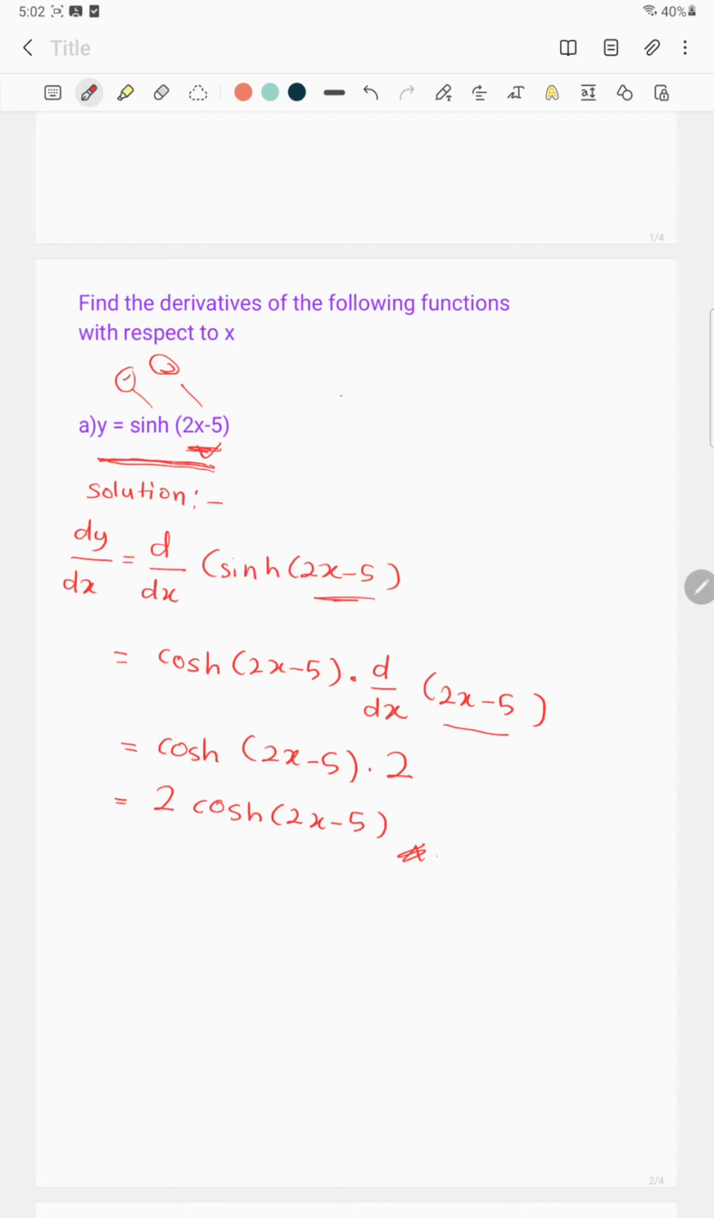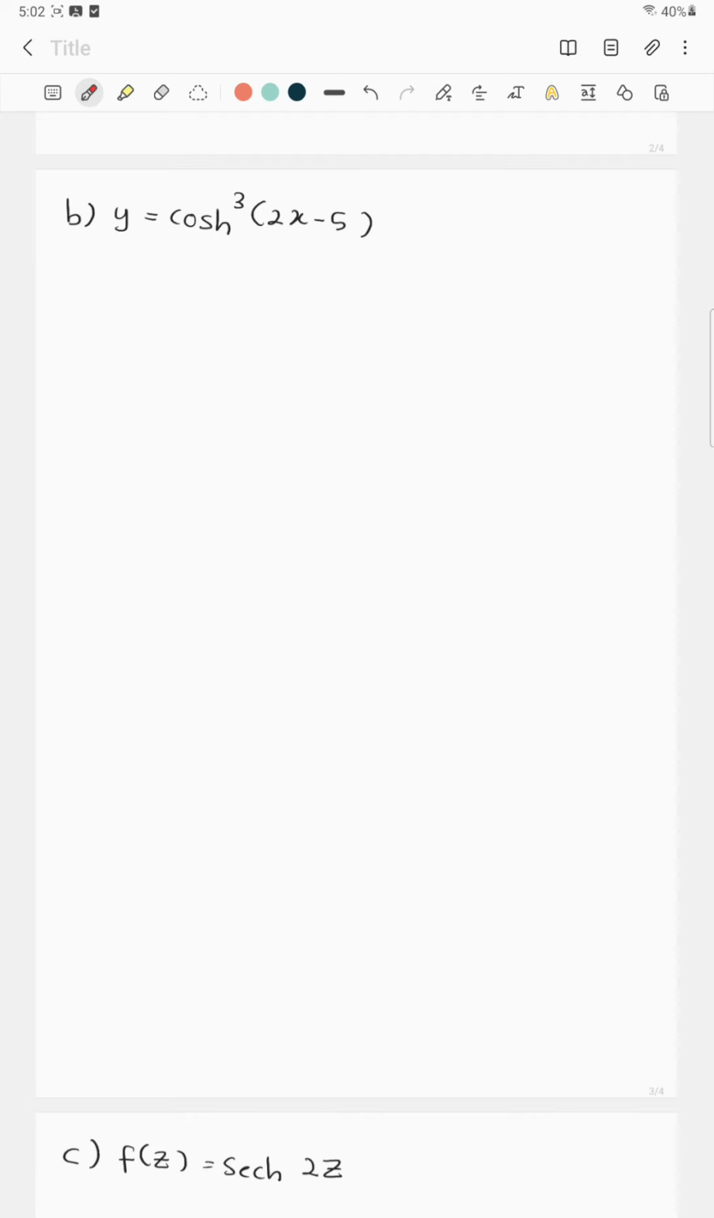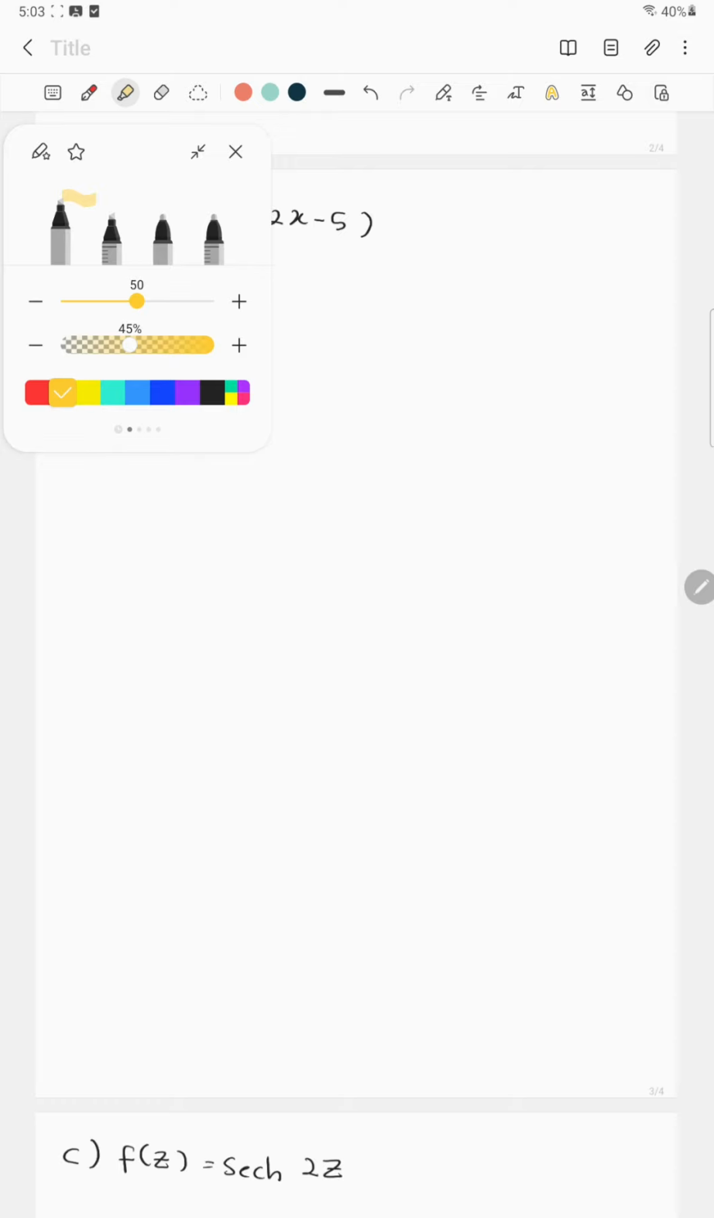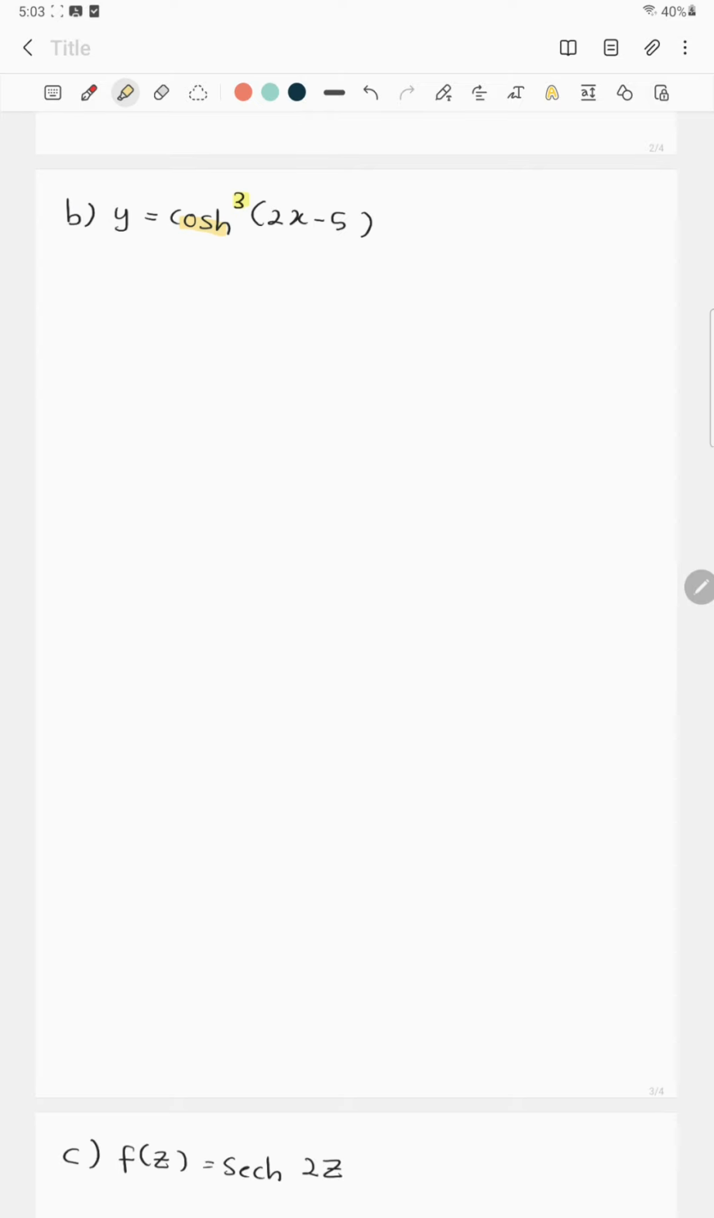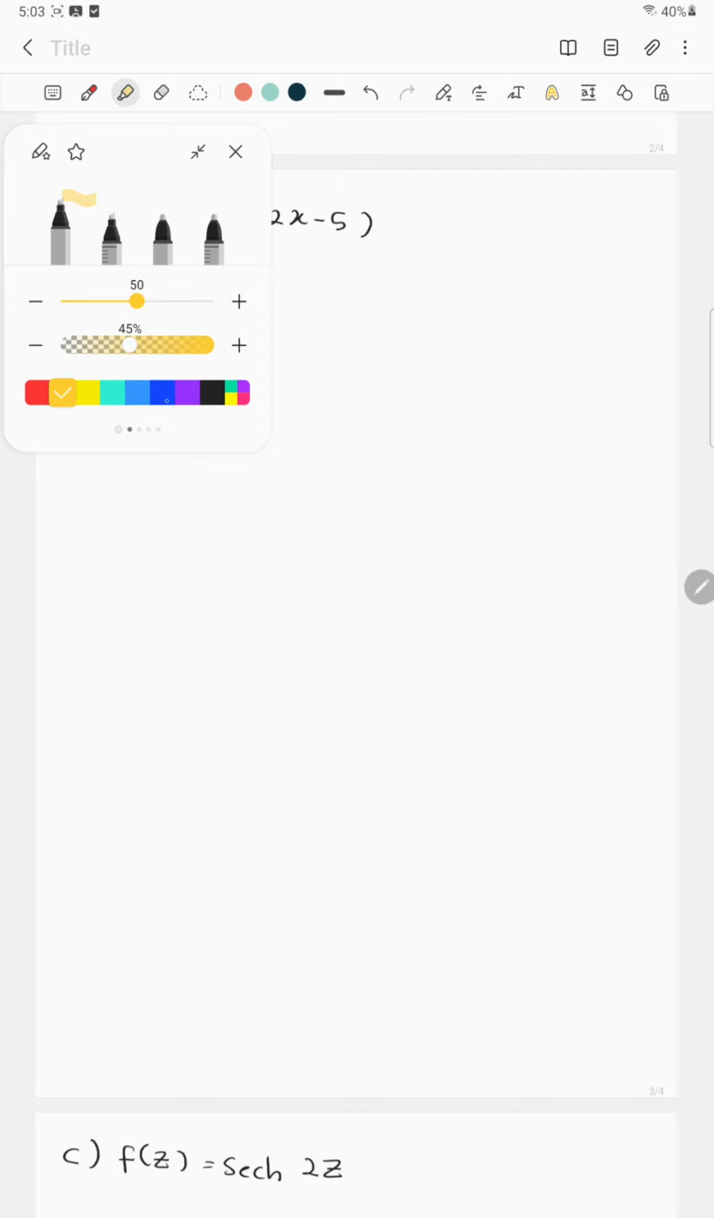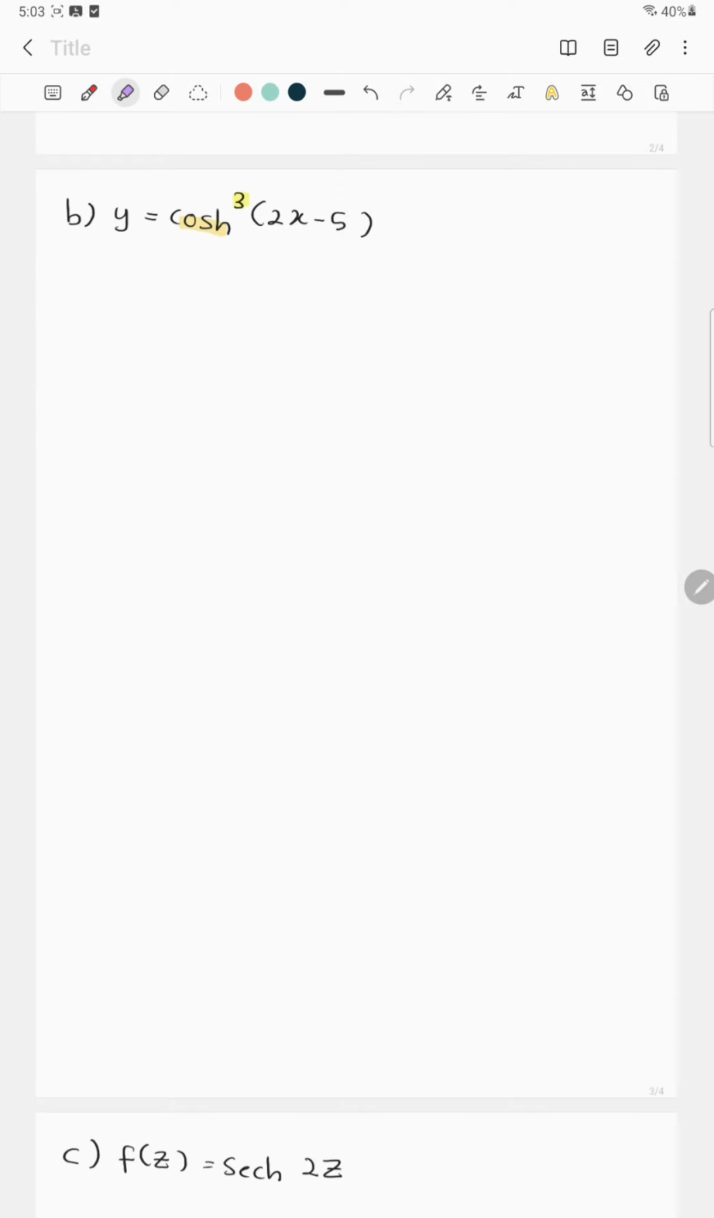So now we go for another question. We have another equation which is cosh to the power of 3 of 2x minus 5. So here the outermost that we need to differentiate is the power of 3. After we differentiate the power of 3, then we differentiate cosh, and after that only the last one, the innermost, that we need to differentiate is 2x minus 5. Okay, now we solve it.